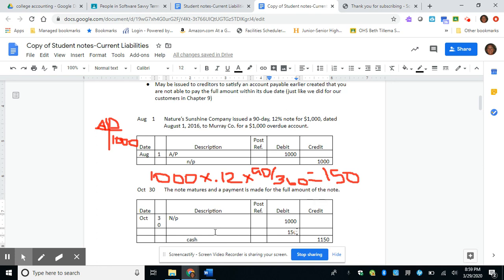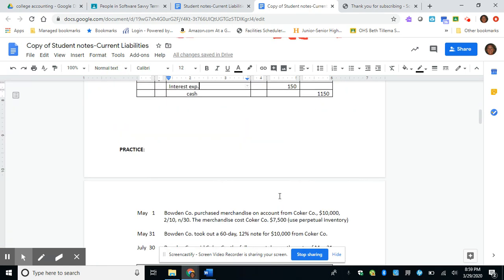Since we had to add this to the debit side, we've got a choice between a revenue and expense, and you guys know expenses are on the debit, so we are going to call this interest expense. So easy as that. I'm going to move down.